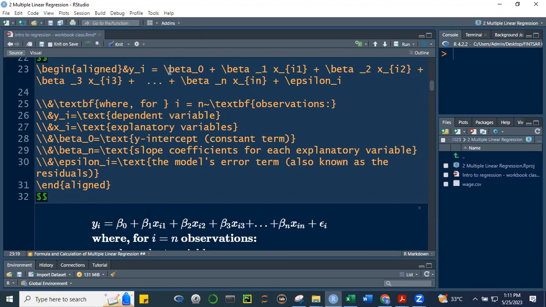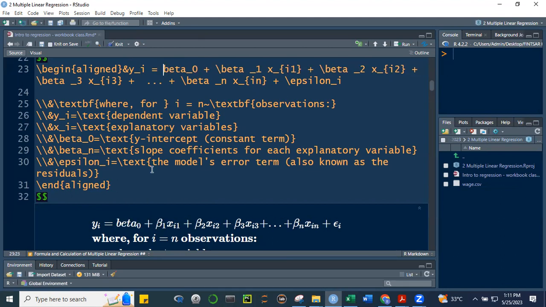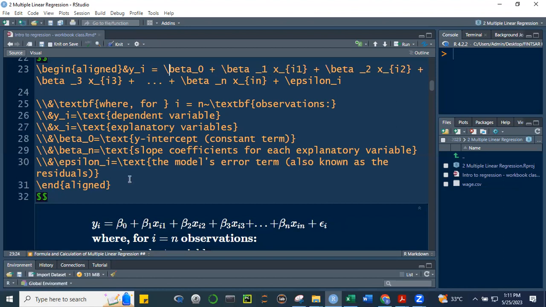If I remove this slash, what would happen? It just became the word beta. But if I put the slash there, it will write the Greek symbol. Then this too, /beta underscore 1. So this is it, underscore 1, beta underscore 1, and then x underscore i1. Here there are two underscores because brackets were used.